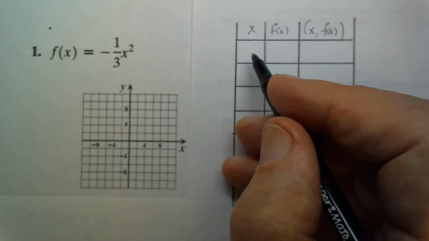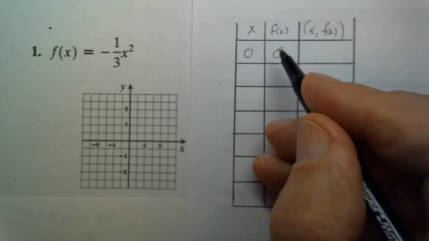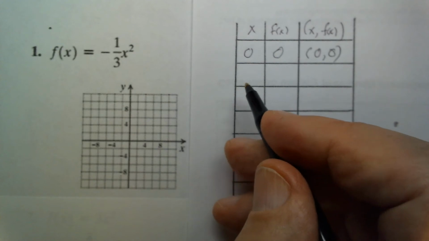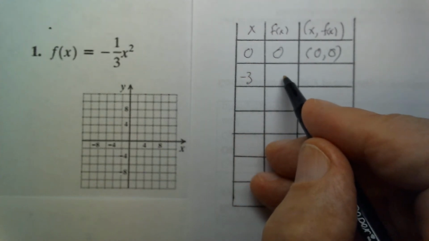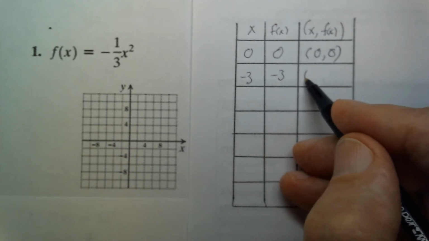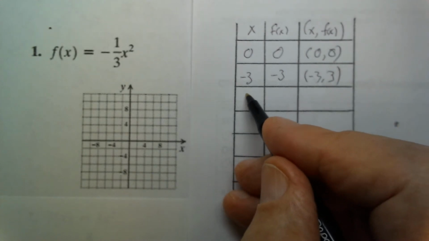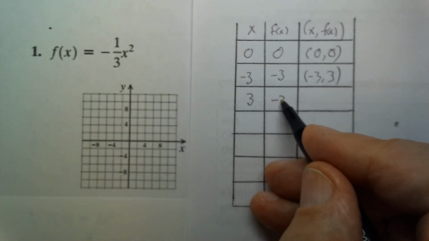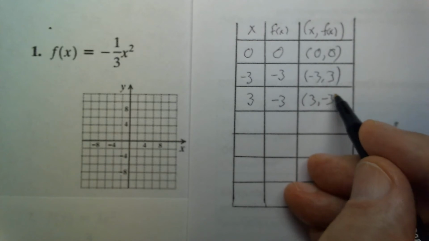So let's say x equals 0, then f of x is 0, and this of course would be the origin. And when x equals -3, then f of x equals -3 as well. And so it's -3, -3. And when x equals 3, then f of x equals -3. This would give us a point 3, -3.